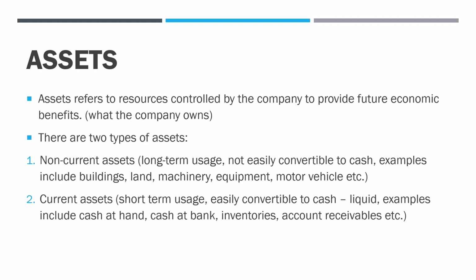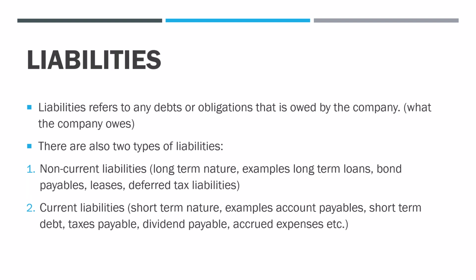Now, let's move on to the second component, liabilities. While assets are what the company owns, liabilities are the opposite. Liabilities refer to any debts or obligations that are owed by the company. It's essentially what the company owes to others, to the suppliers, to the creditors, to the banks, etc. Just like assets, liabilities are also categorized into two types.